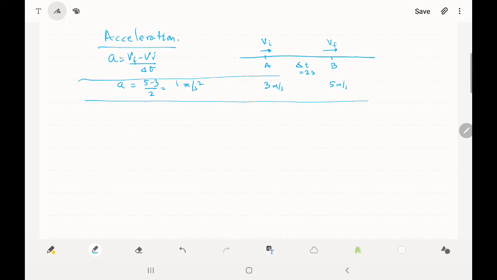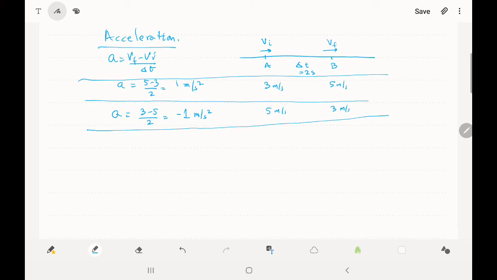That's this case. Now let's suppose that it was going at 5 meters per second here at A, and it's going at 3 meters per second at B, so it's slowing down as it goes to the right. In this case, the acceleration is going to be final minus initial over 2. That's going to be minus 1 meter per second squared. So a negative acceleration indicates that it's slowing down, but that's not always the case. In this case, negative acceleration indicates slowing down.